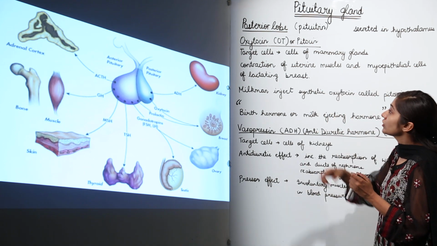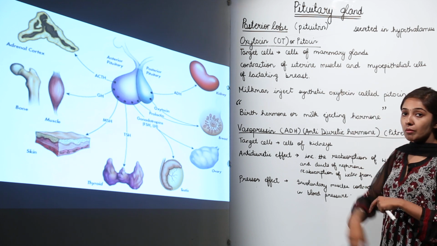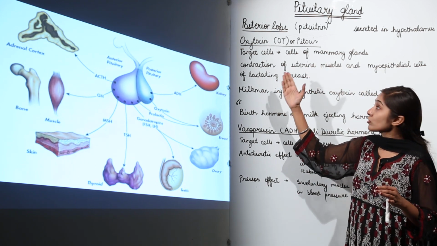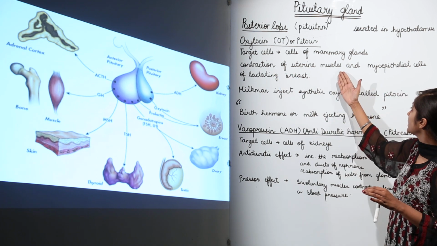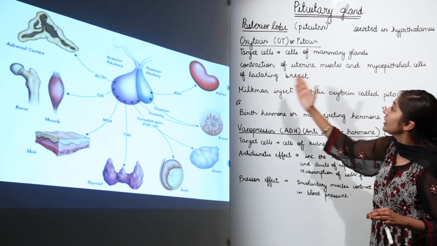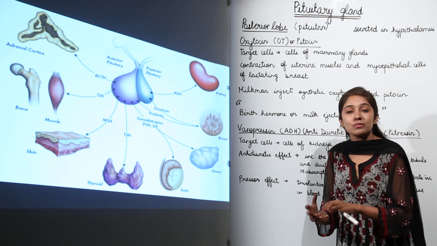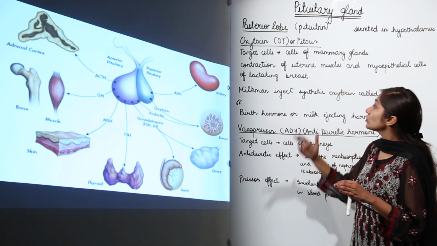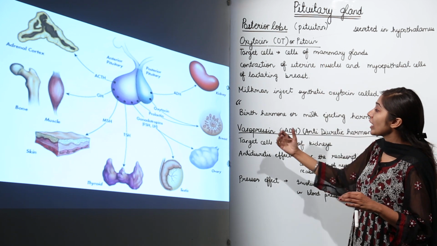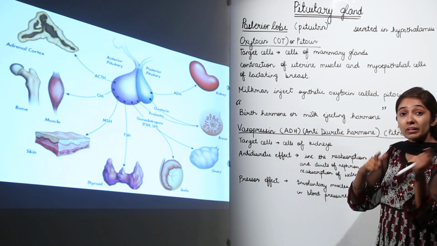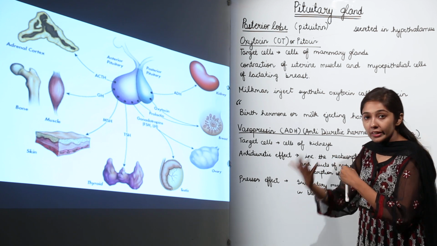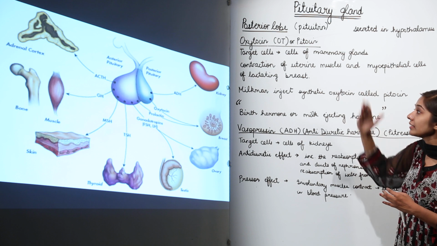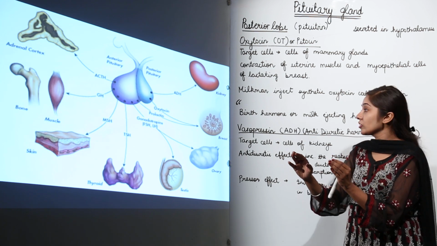The target cell of oxytocin is the cells of mammary glands. Remember, mammary glands means the breast. Now what happens? There is contraction of uterine muscles and the myoepithelial cells of the lactating breast. So it helps in the secretion of milk from the mammary glands. So that is why this hormone is also known as the birth hormone. Why birth hormone? Because during birth of the child, it is going to help in the contraction of the uterine muscles, which help in the birth of the child.